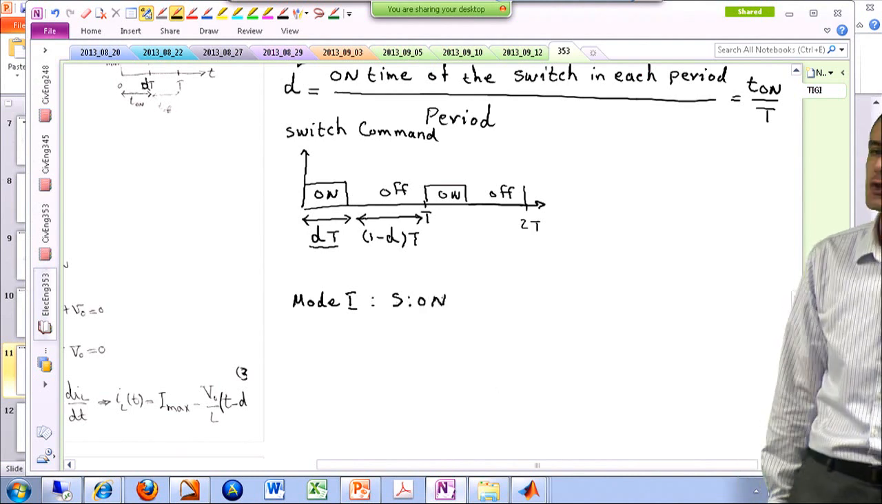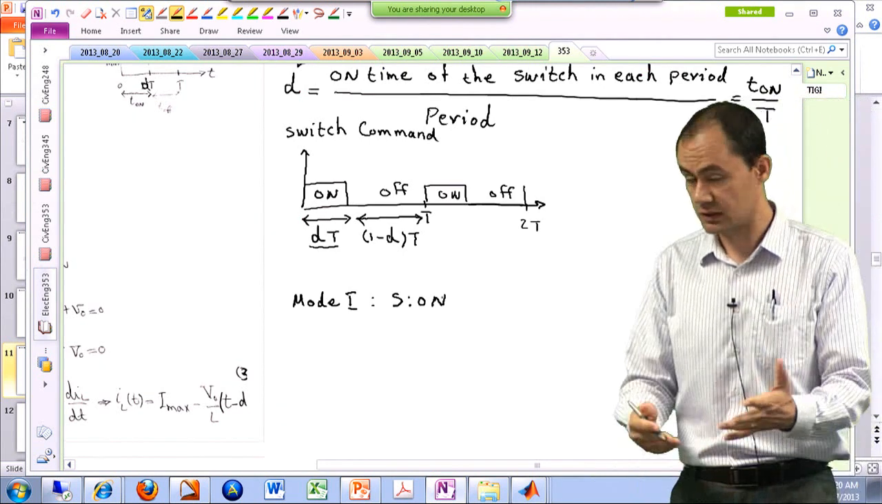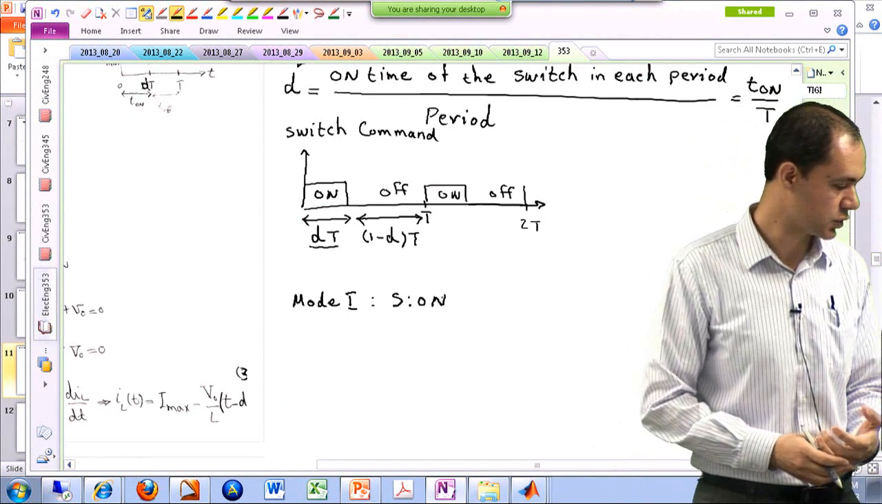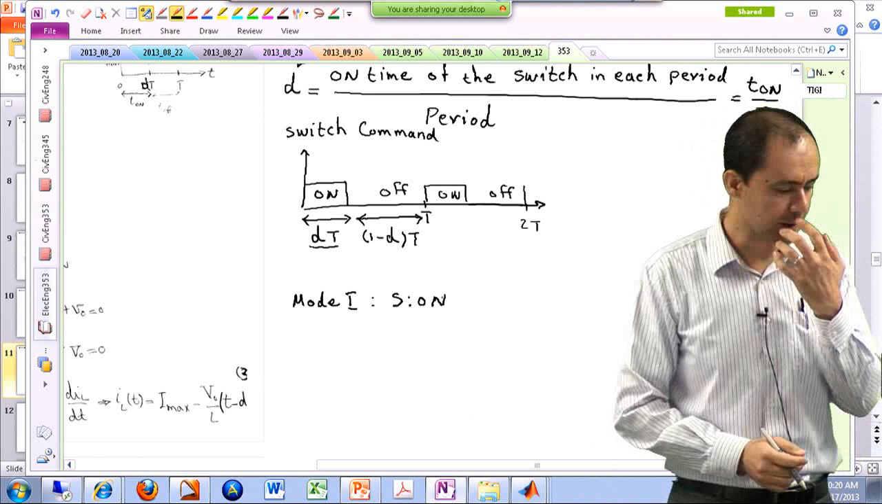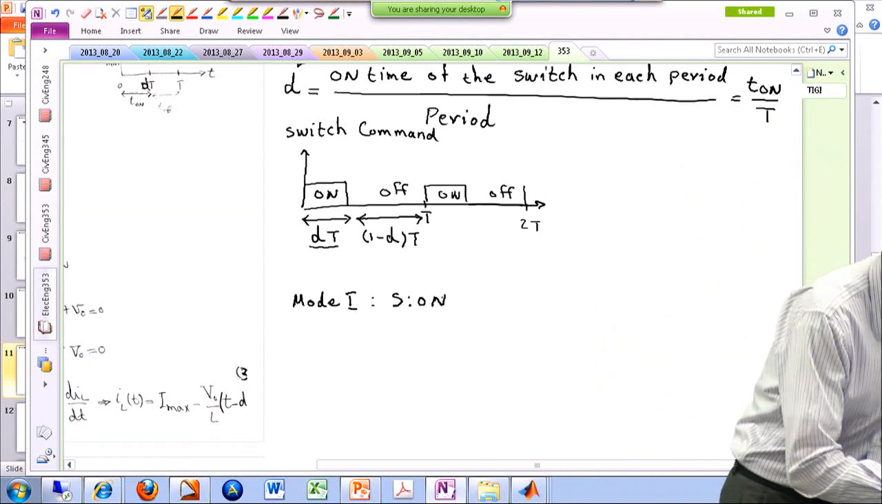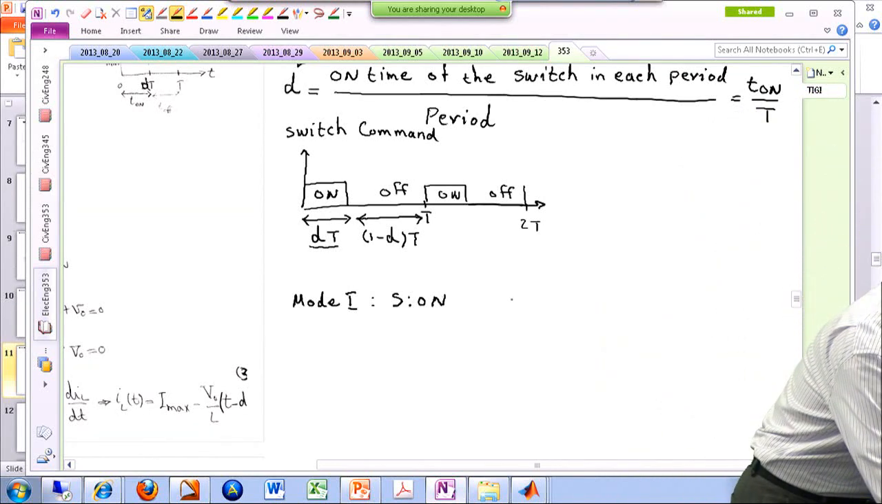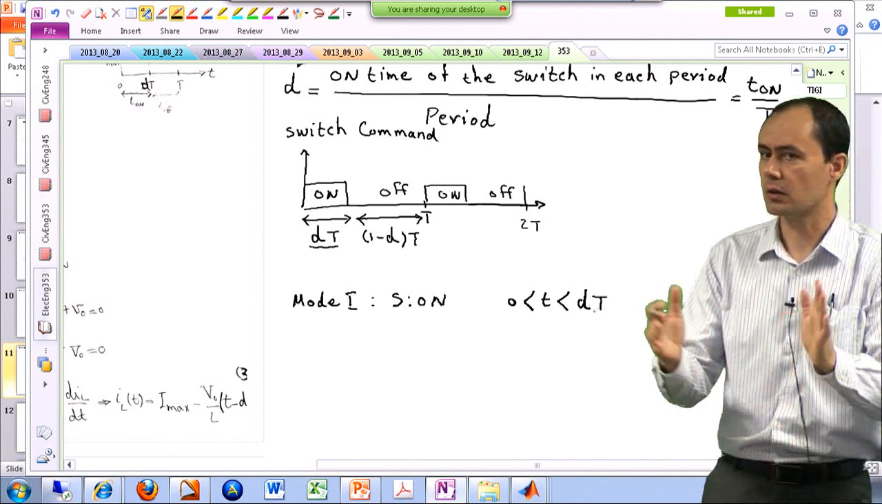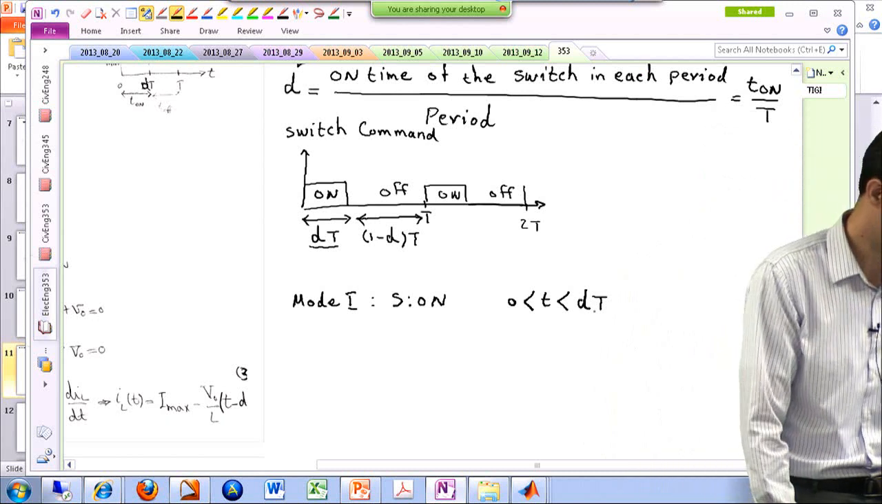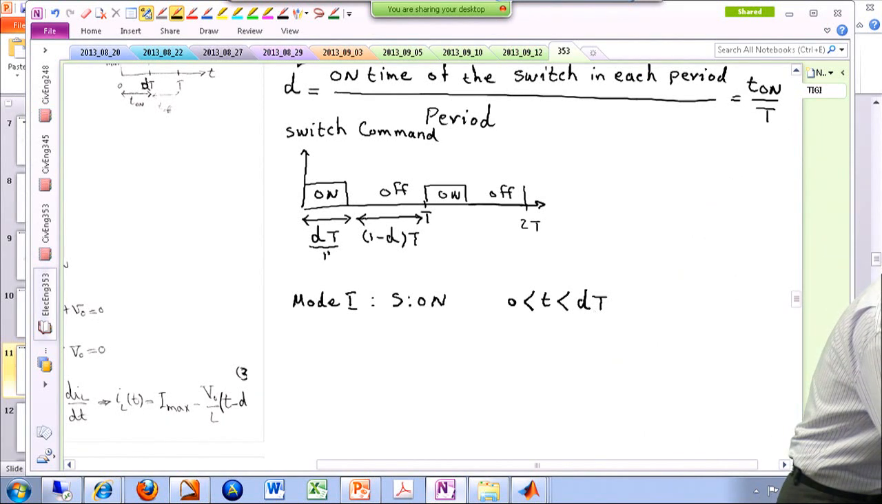Okay, switch is turned on, and it's an ideal switch. It's assumed to be an ideal switch, so when it is on, that means it's like a short circuit. And how long does this last? This is lasting from the beginning of the period all the way through duty cycle times period. Okay, so this is how long this mode lasts, which is basically this over here.